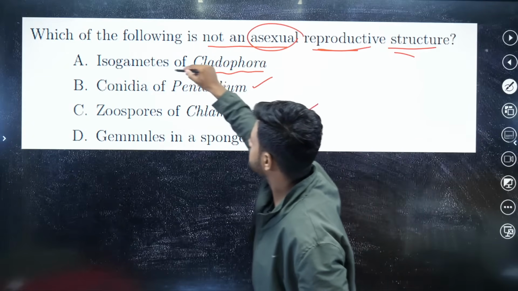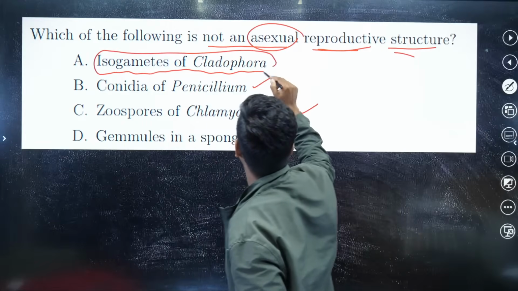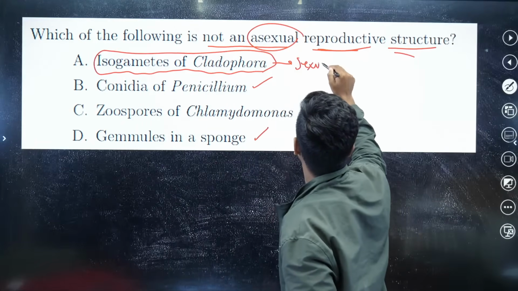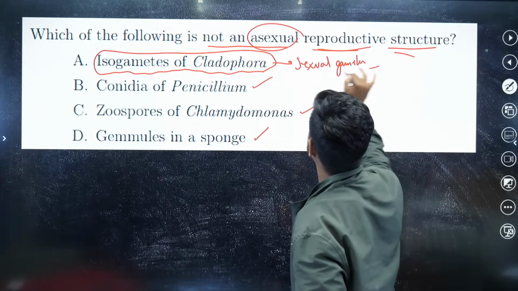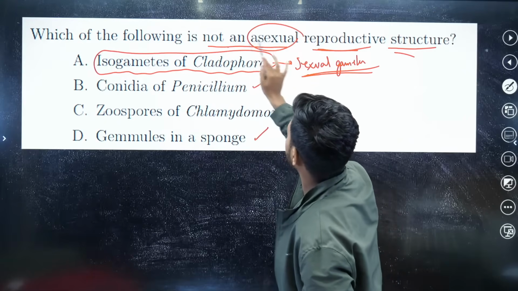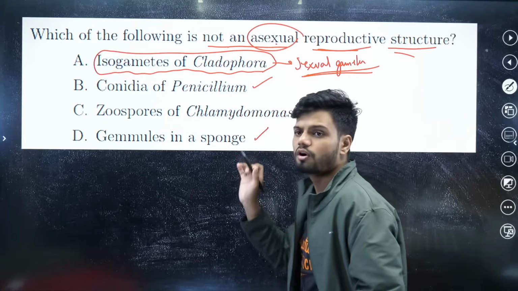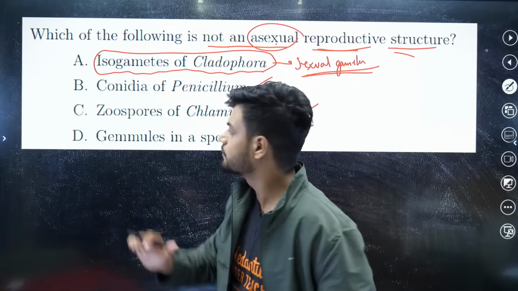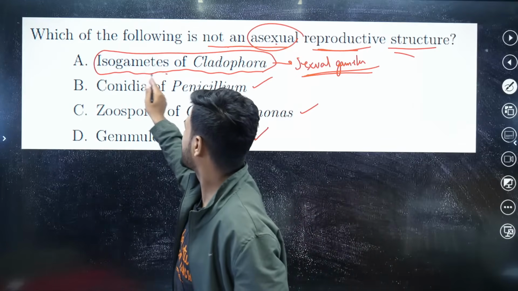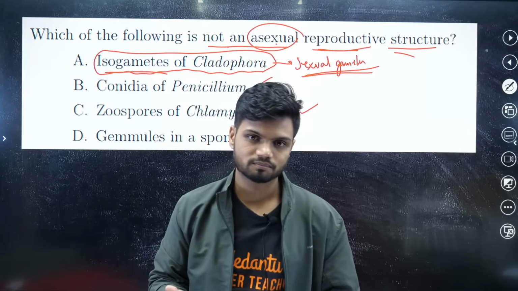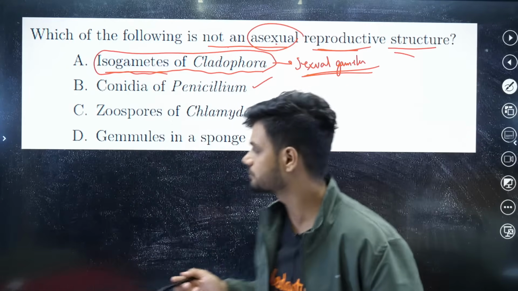But isogametes in the case of Cladophora are sexual gametes. The following is not an asexual, which means they're asking you which one is sexual here. So isogametes of Cladophora is going to be sexual. Now what is the meaning of isogametes? Iso means same.